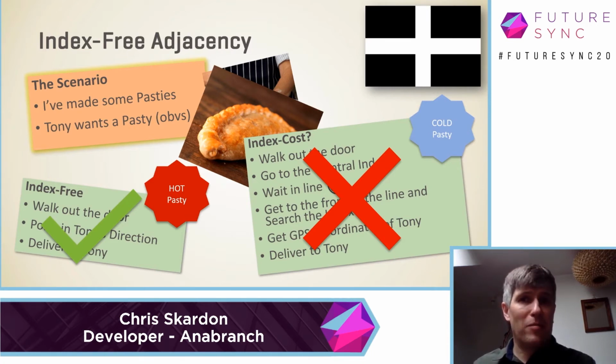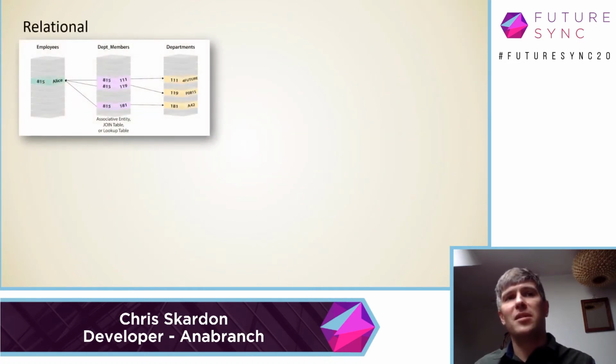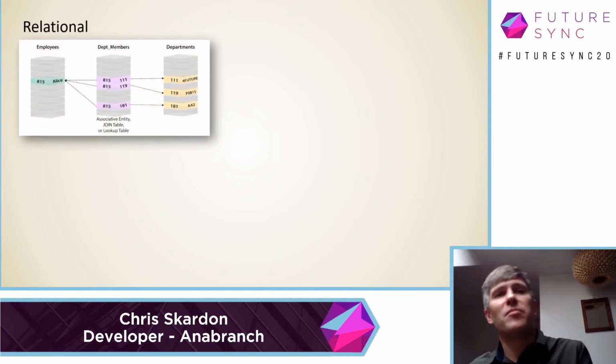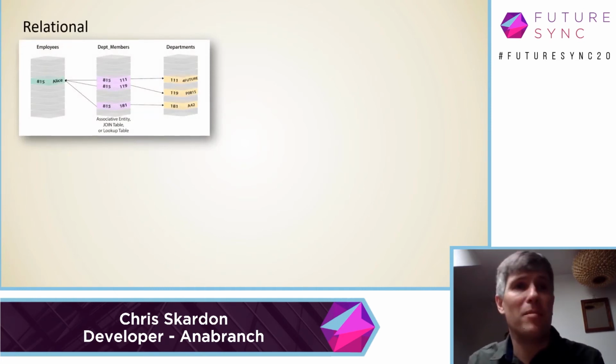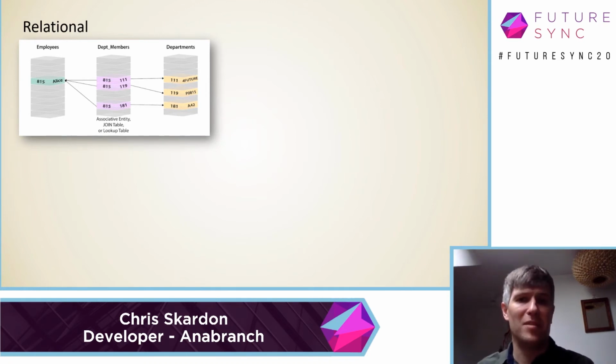So that's a rough walkthrough of how the indexing works, but on a slightly more technical nature. If this is your relational database, where you have a table for employees, a table for departments, and then a lookup table for department members. So basically what we're modeling here is which departments Alice, in this case, is a member of.